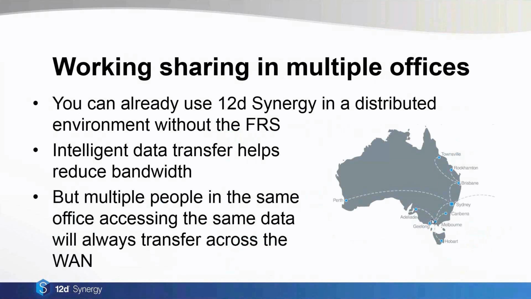However, if there are multiple people in the same office accessing the same data, then the first time they do this, they're all going to be delivered the same change. So if you've got 5 people in your Brisbane office opening the same 12D model project, or rather the same version of the same 12D model project, they're all going to get a copy of the changes the first time. And these changes could be large. So there are still some efficiencies that 12D Synergy can give you when you use the FRS.